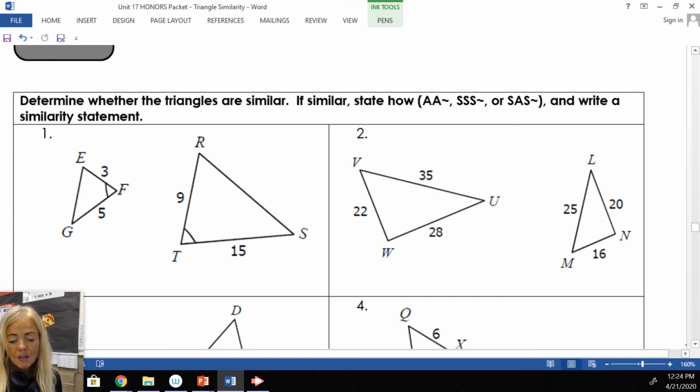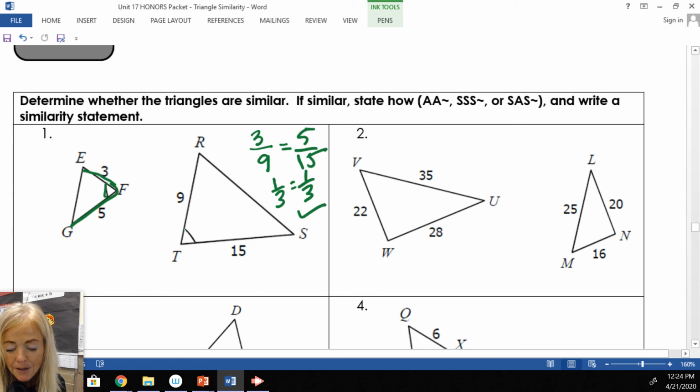Determine whether these are similar. So I have a side, an angle, and a side. So we're going to check proportionality for the sides. 3 is smaller and 9 is larger. 5 is smaller and 15 is larger. That is 1/3 equal to 1/3. So the sides are proportional. I have my angle that's congruent. So I would say, yep, by side angle side similarity.